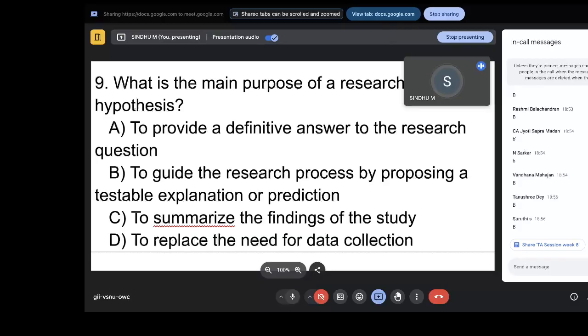So the ninth question is, what is the main purpose of a research hypothesis? And so most of you have typed option B, and that is the correct answer. Does anyone want to explain the answer to this?